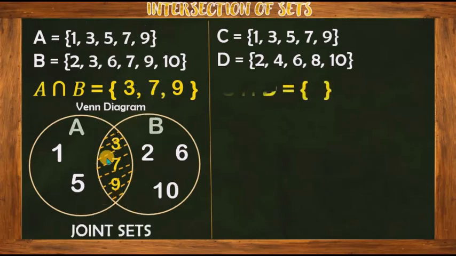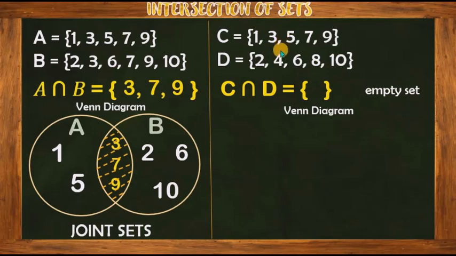this one. So again, I have mentioned that they are joint sets, okay, because they have common elements. How about set C and set D? As you can see here, there is no common element. So whenever there are no common elements in the given sets, that will automatically give us an intersection which is an empty set.